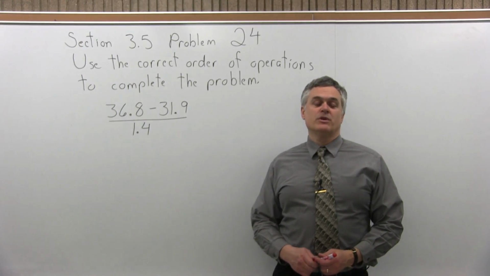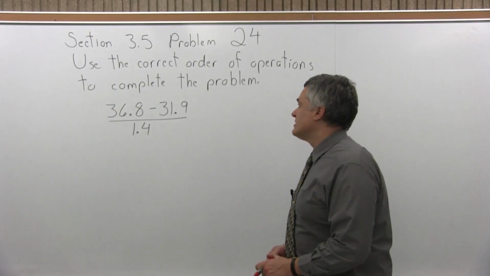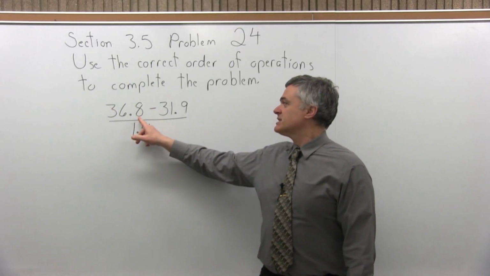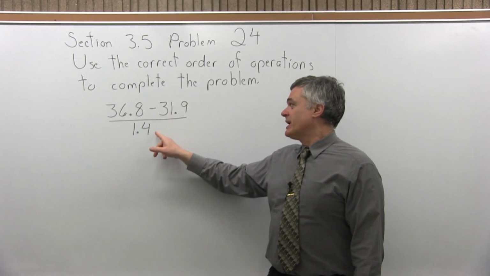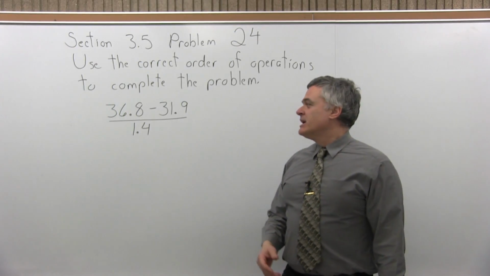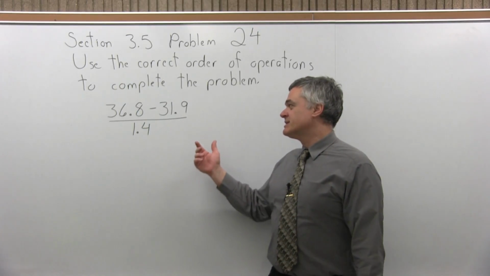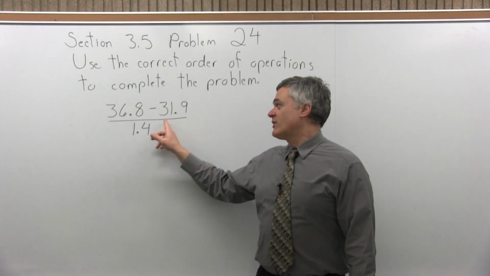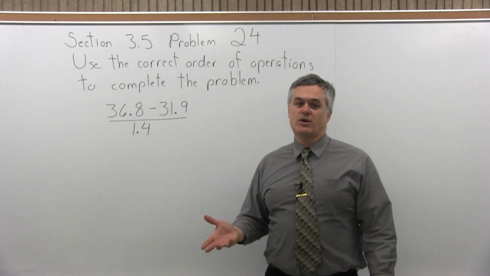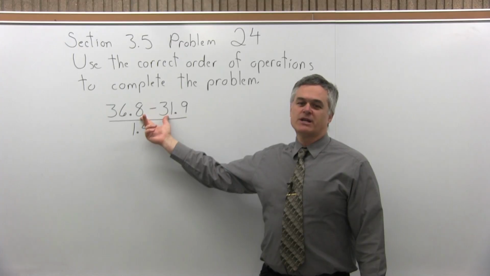This is Section 3.5, Problem number 24. It says use the correct order of operations to complete the problem, and we have 36.8 minus 31.9 over 1.4. So for order of operations, if you have parentheses, you must do the work in parentheses first. I don't see parentheses, but actually that fraction bar is like parentheses, is what they call a type of grouping symbol. You have to complete the work above the fraction bar first.